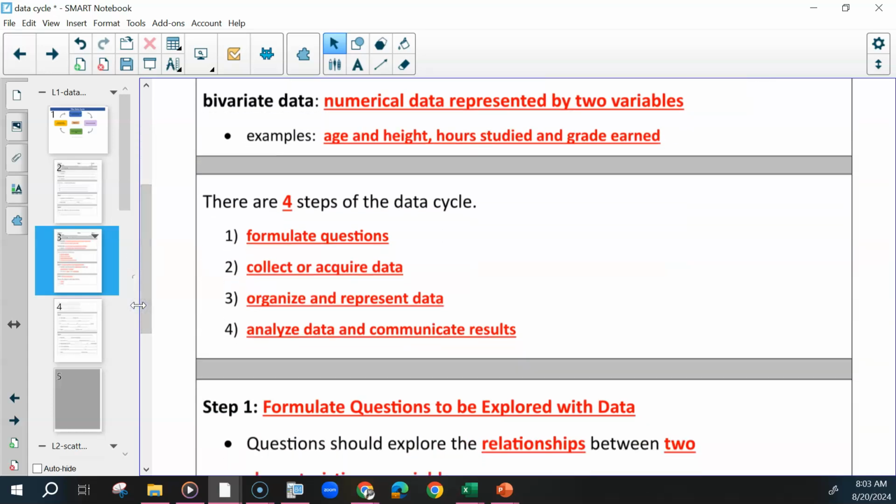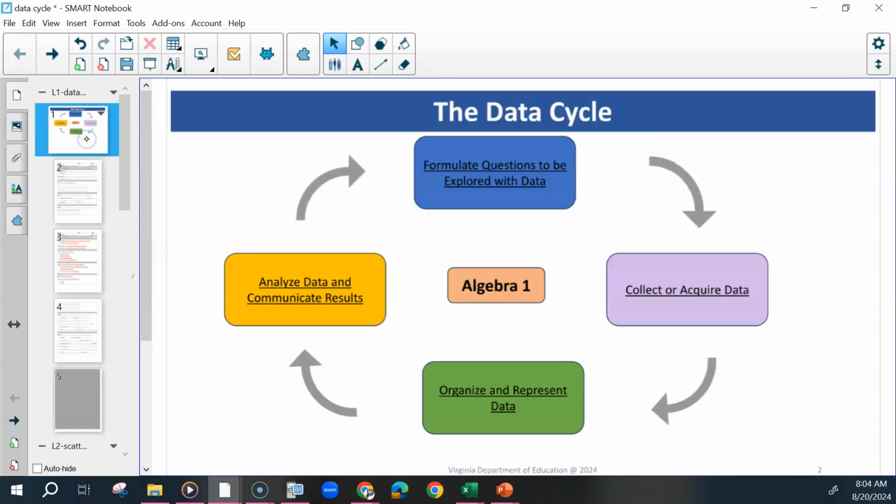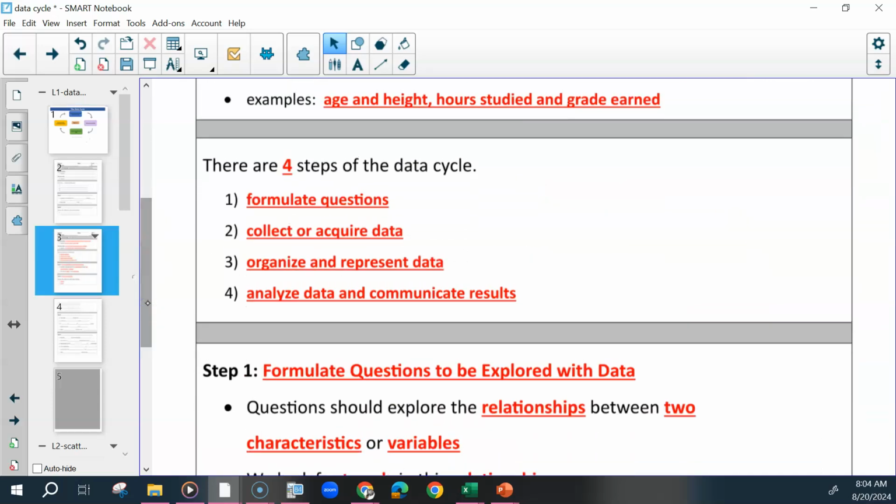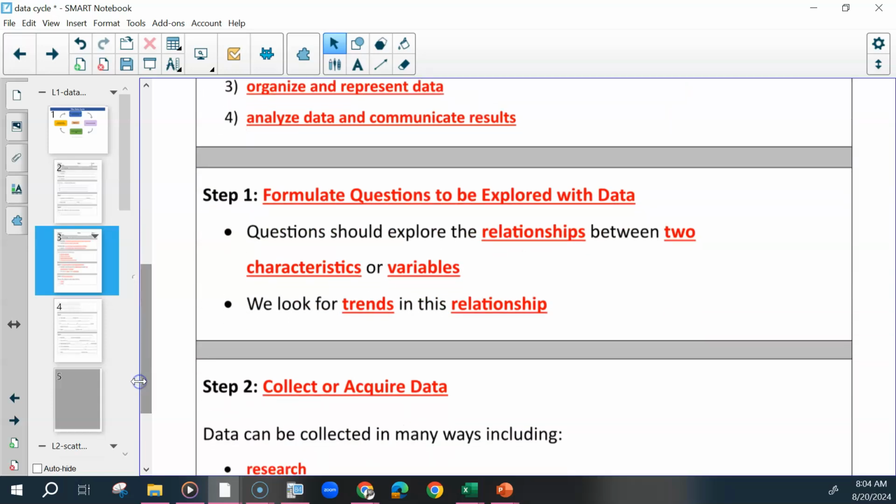And then we saw on the previous page, so I'll just go back really quick, that there are four steps in the data cycle. Formulate questions, collect and acquire data, organize and represent that data, and then analyze the data and communicate results. So we're going to have a chance to go through this cycle multiple times throughout the year. But let's talk about what each step really means.